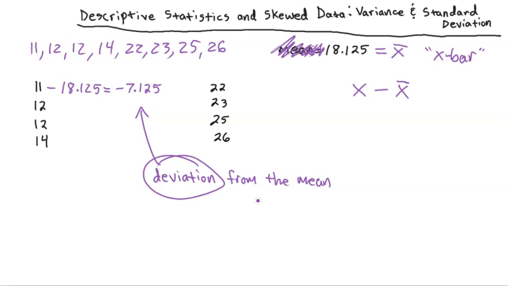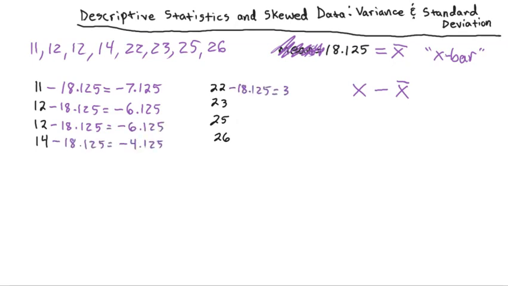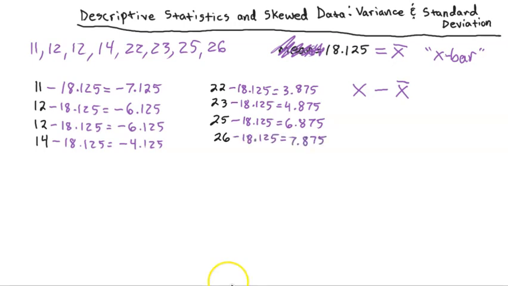And these deviations from the mean are very important in understanding the behavior of a data set, okay? So what we're going to do here is identify all 8 of these deviations from the mean. Just like we identified 11 as a deviation from the mean, we're going to identify all of them as a deviation from the mean. So now we have identified all 8 of our data points and their deviations from the mean.